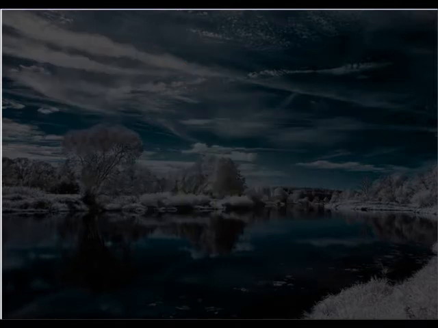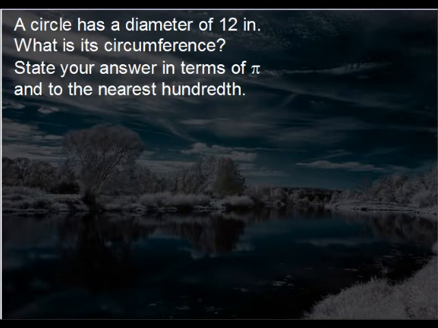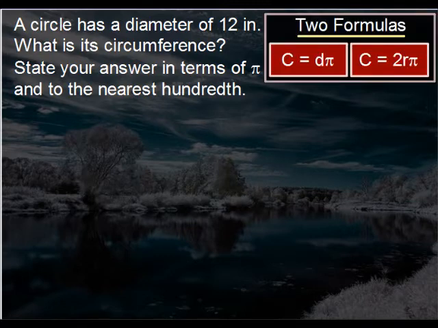Let's do an example. Let's say that you have a circle that has a diameter of 12 inches. What is its circumference? State your answer in terms of pi and to the nearest hundredth. Recall that we have two formulas. You have one for the diameter and you have one for the radius. So let's choose one here. Since you were told the diameter, using the diameter formula is a good idea.